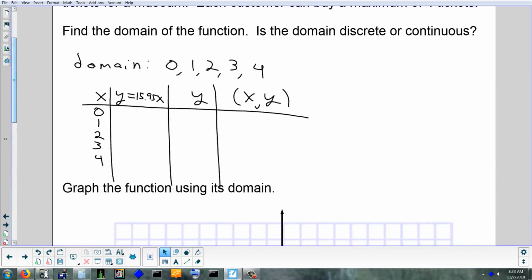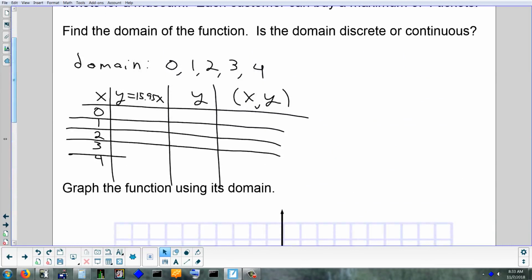All right, so what's the first value that I'm going to plug in for x? 0. So I'm going to do y equals 15.95 times 0. We should be able to do that one without a calculator. What would y be if you do that out? 0. So what would be the coordinate? 0, 0. You buy 0 tickets, you spend 0 money. 0, 0.